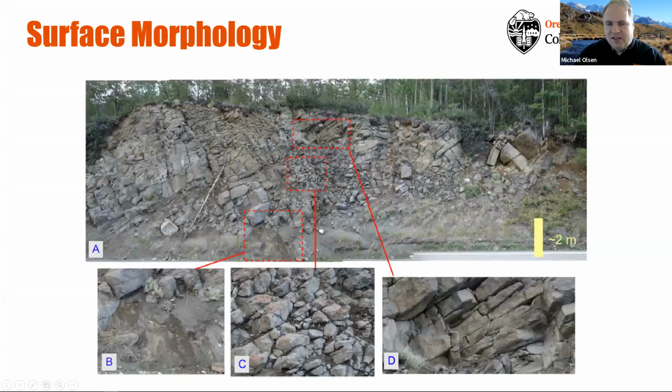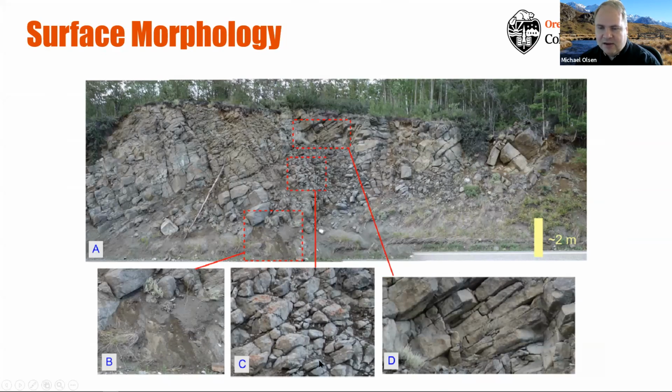So the flow chart's one thing. I think it's sometimes easy just to see an example. This is a rock slope up in Alaska on the Glenn Highway, and we have different pullout sections to show different processes happening on the cliff surface. In item B, we have talus deposit. You can see the surface is smoother. It's finer grained material deposited at the base. That's how we're able to use slope and roughness to classify that.